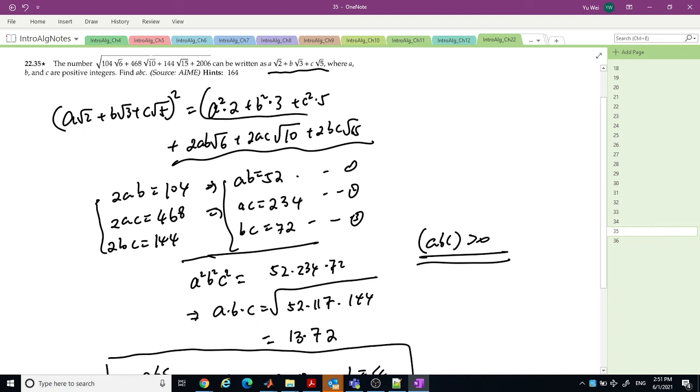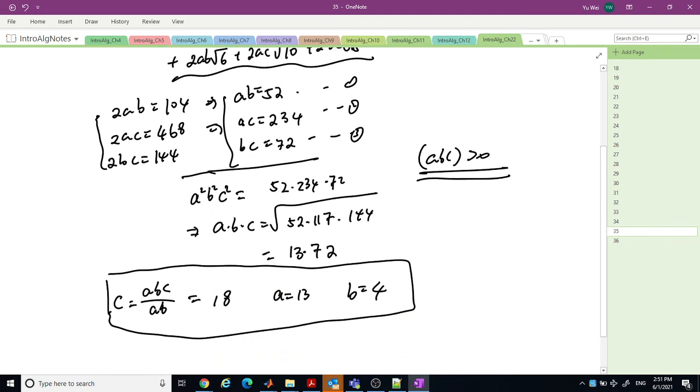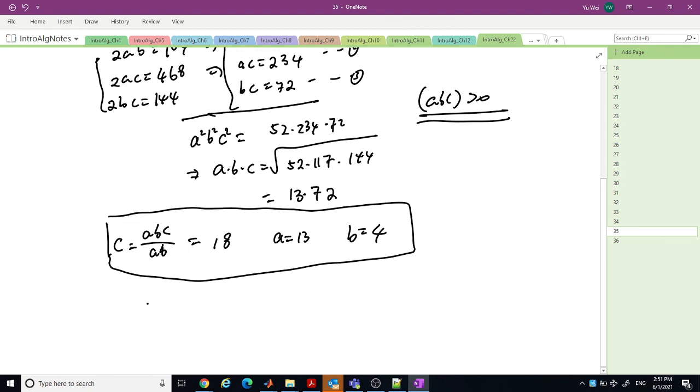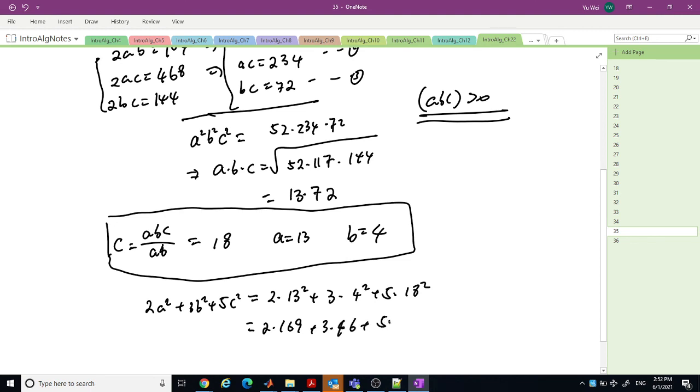Now we need to finally validate this part as well, okay? So now let's see. This part, 2a squared plus 3b squared plus 5c squared, is equal to 2 times 13 squared plus 3 times 4 squared plus 5 times 18 squared, which is equal to 2 times 169 plus 3 times 16 plus 5 times 324. So finally you will check it is 2006. So that's it.